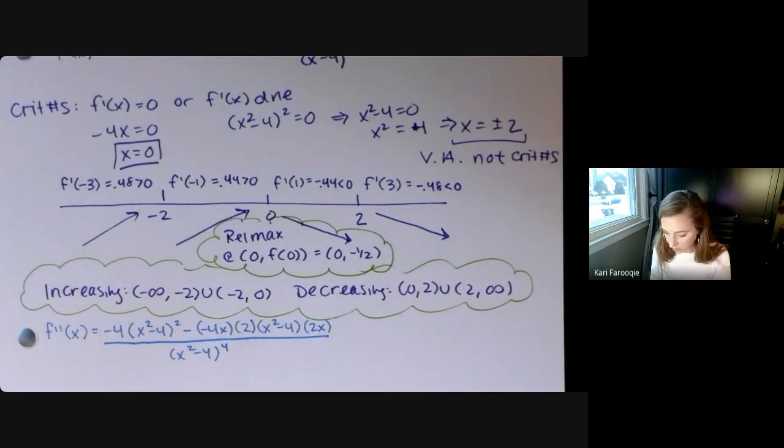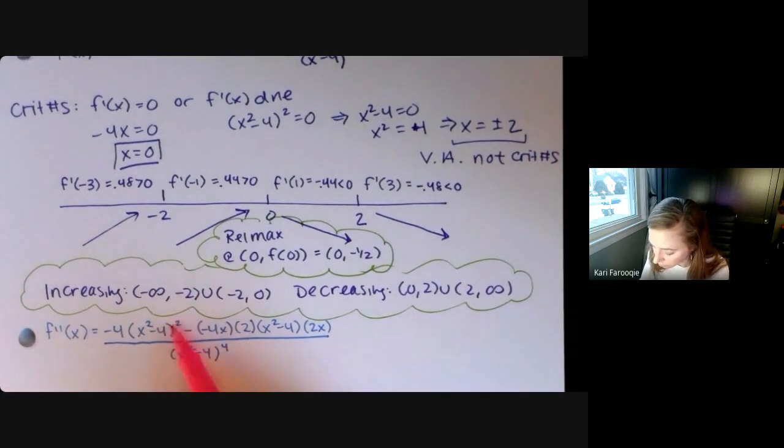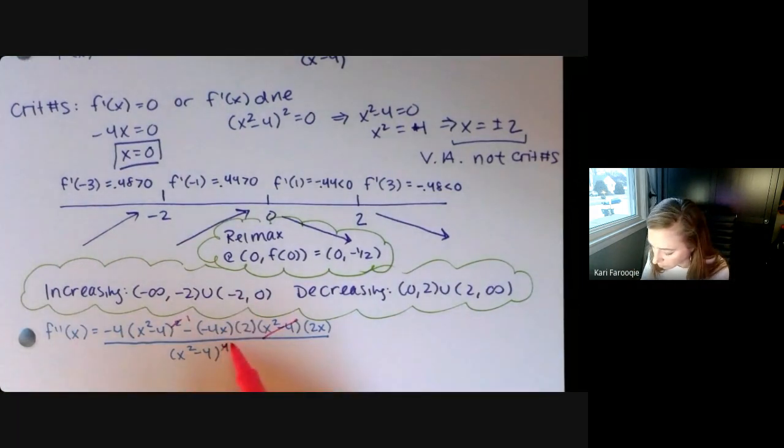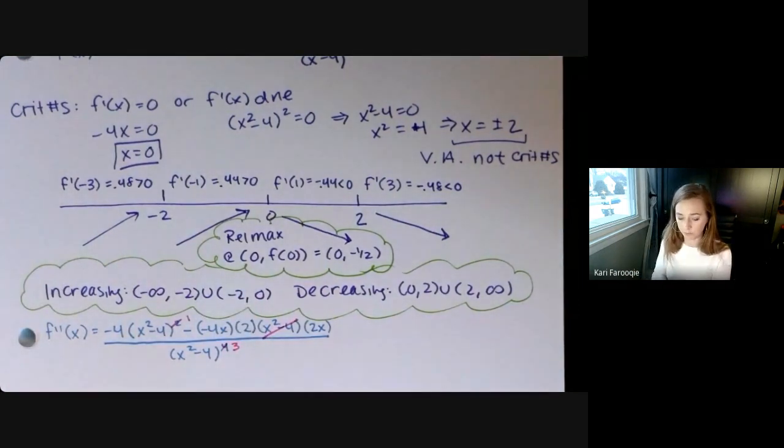I'm going to go ahead and cancel out a common factor of x squared minus 4 in all three terms. So this one's going to go to the first power. The second one in the numerator is just going to go all together. And then in the denominator, I'm going to decrease the power down to 3. And then we'll simplify this.